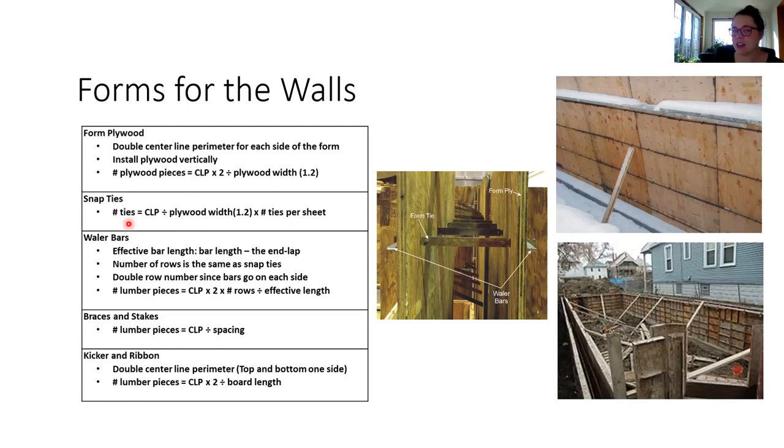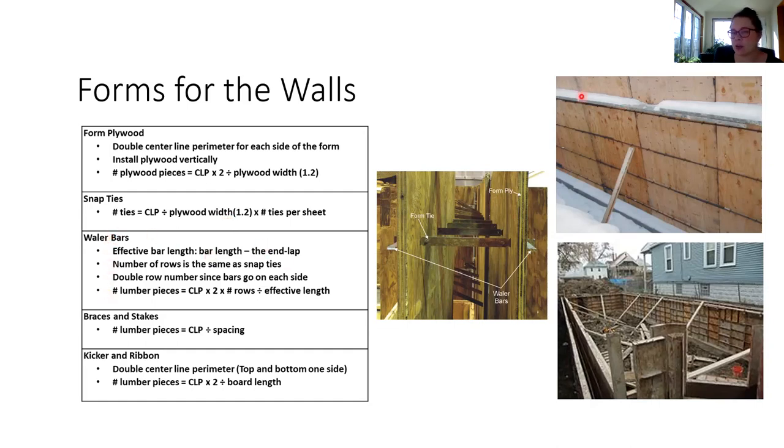To find out how many ties you need, we need one snap tie that goes through two pieces of plywood. So it's kind of like doing cleats. You take your perimeter, and we'll know how many snap ties we need for a sheet. So we're going to divide it by how wide our plywood is to figure out how many sheets of plywood there are if there's only one side? And then you multiply by how many ties there are per sheet. There's actually two ways we could find the snap ties, and we'll look at both when we do the example.